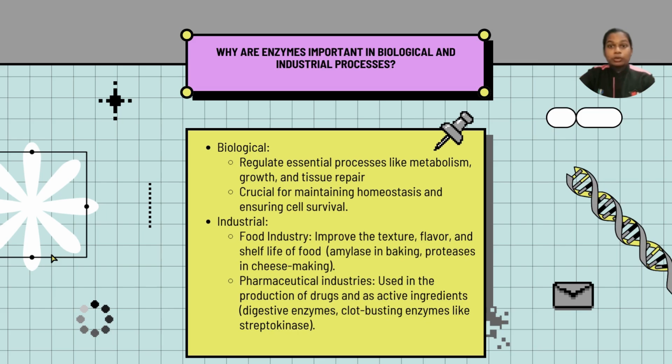Enzymes are important in both biological and industrial processes. Biologically, they help regulate essential functions like metabolism, growth, and tissue repair. They also help maintain homeostasis and are essential for cell survival. Industrially, enzymes are used widely.